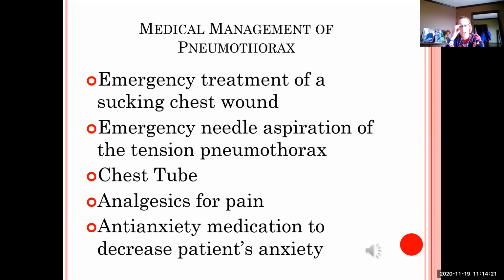So managing treatment of the sucking chest wound, obviously that's an emergency. Could potentially need a needle aspiration of the tension pneumothorax, chest tube placement, analgesics for chest pain, and anxiety medications to decrease their anxiety as well.